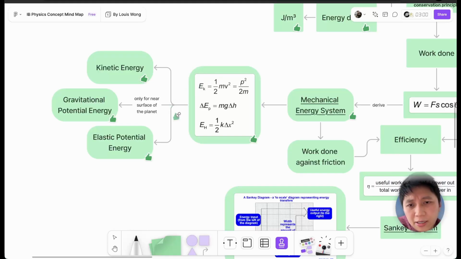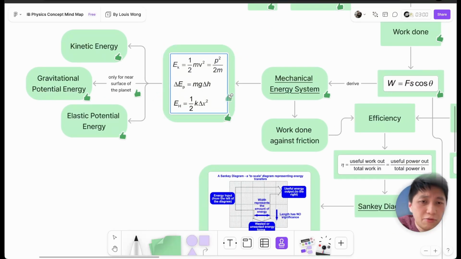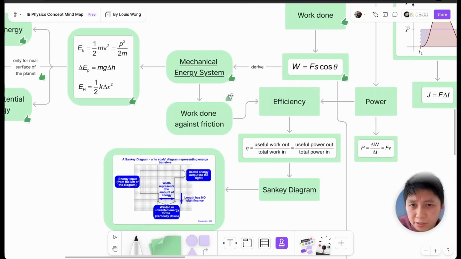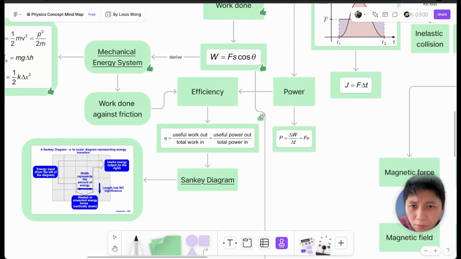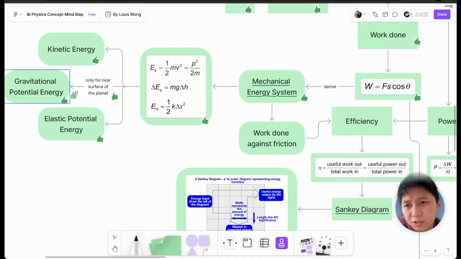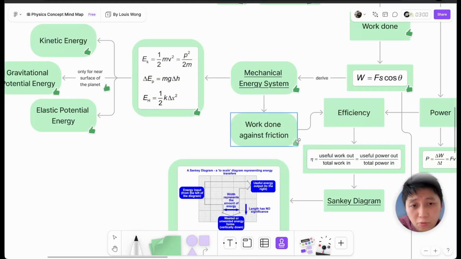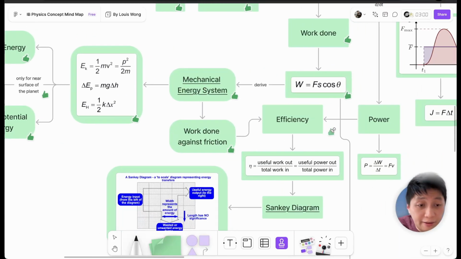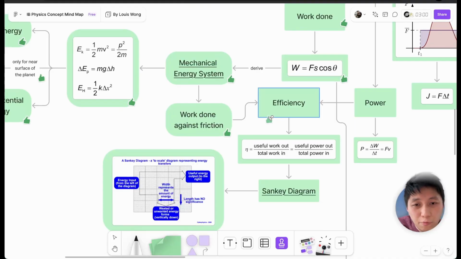Just pay attention that the GPE equation mgΔh is only working for near the surface of the planet. So 9.81, for example, for Earth, because the g will be changing, which we'll address much later on, especially in A-level. So now in the mechanical system, other than these energies interchanging, maybe KE turning to GPE or so, in reality, we also have friction. So work done against friction and then eventually turning to thermal will be the reason.